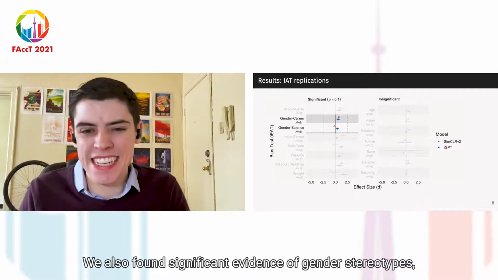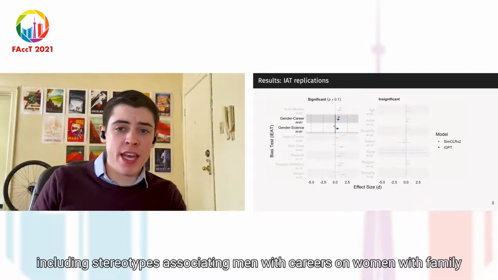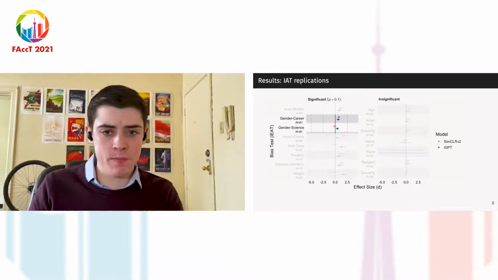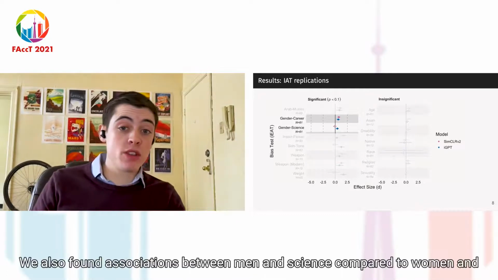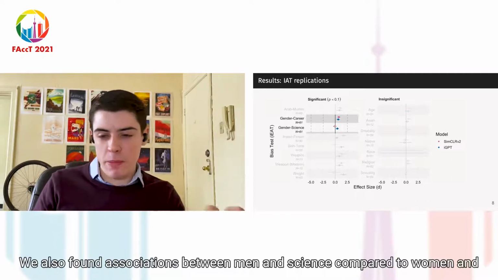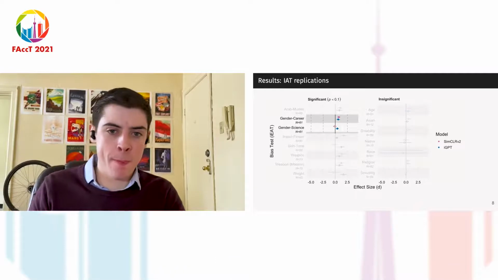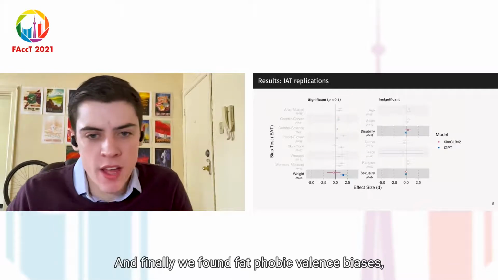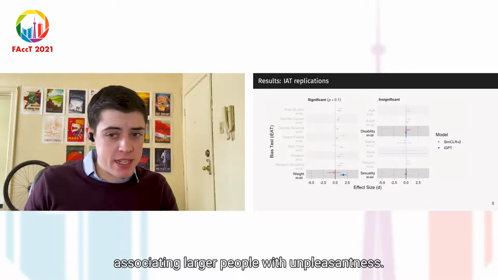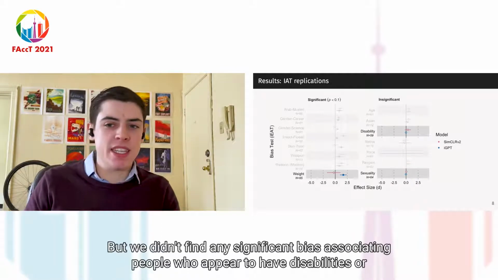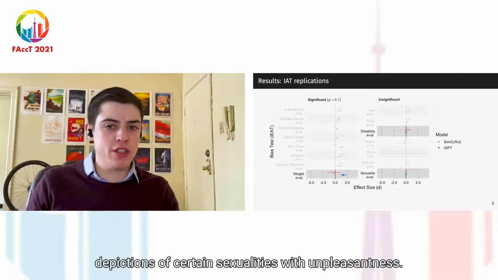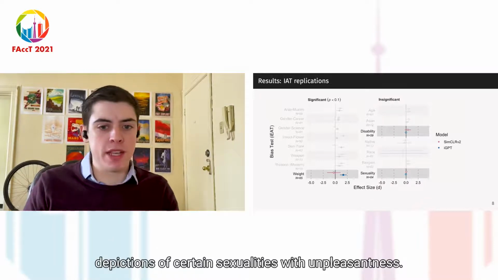We also found significant evidence of gender stereotypes, including stereotypes associating men with careers and women with family. For iGPT, we also found associations between men and science compared to women and liberal arts. And finally, we found fat-phobic valence biases associating larger people with unpleasantness, but we didn't find any significant bias associating people who appear to have disabilities or depictions of certain sexualities with unpleasantness.